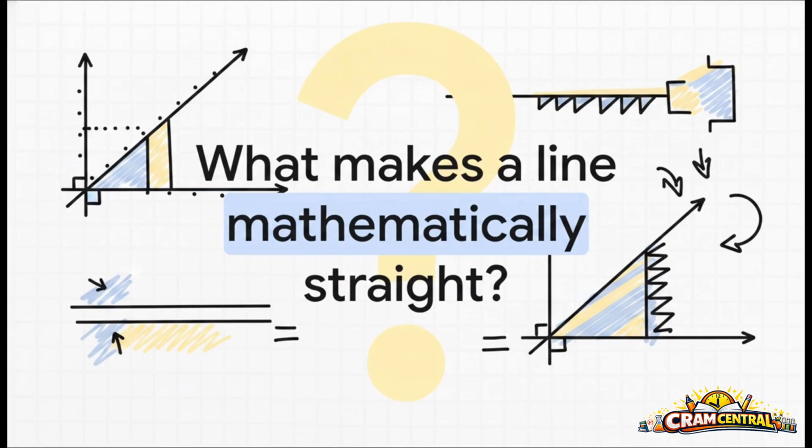Seriously, have you ever looked at a perfectly straight line on a graph and wondered, what exactly makes it mathematically straight? Like, what are the underlying rules keeping it from curving, bending, or just zigzagging all over the page? Keep that question right in the back of your mind as we get into the formal definitions.